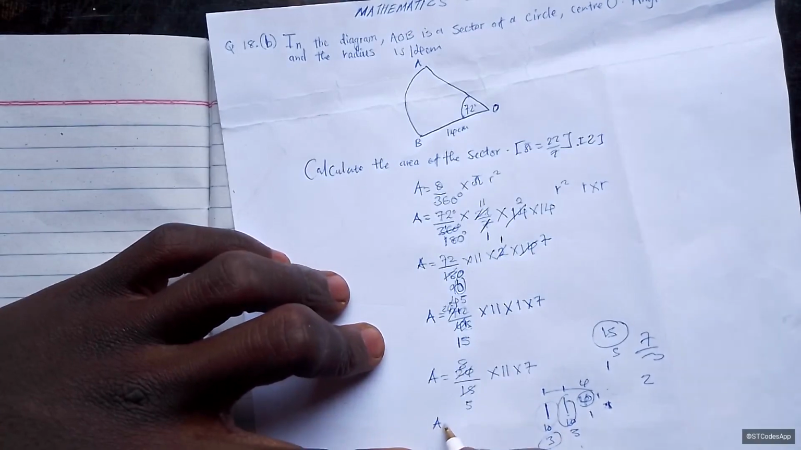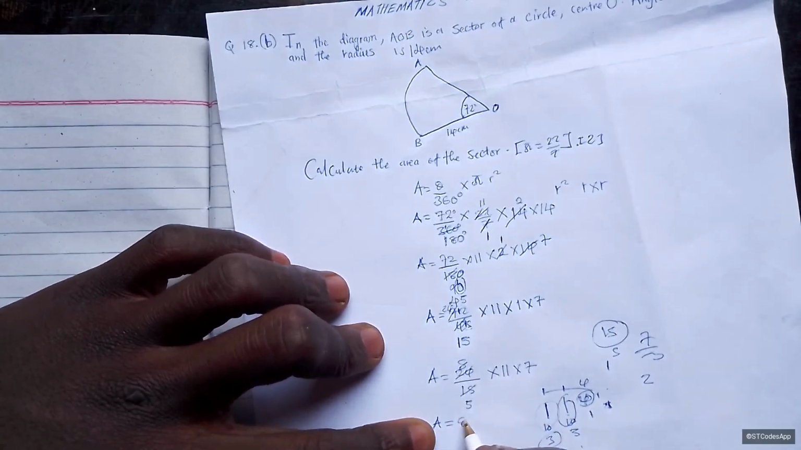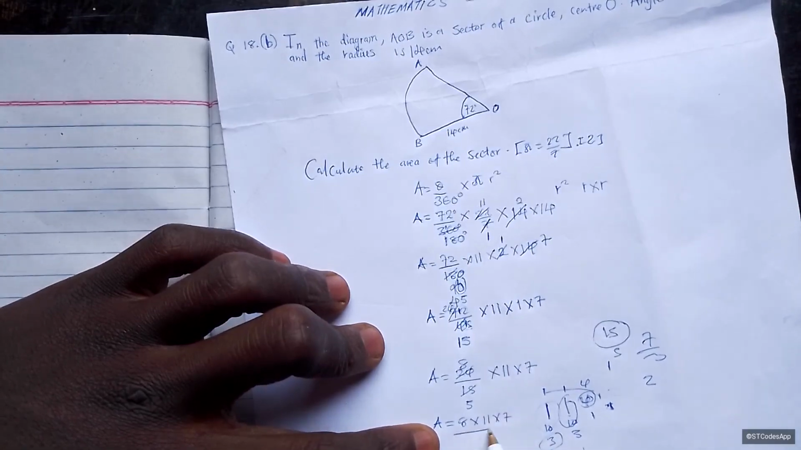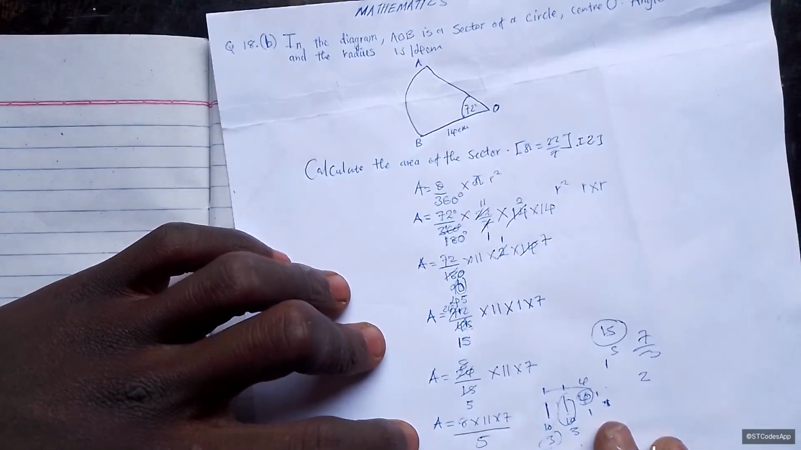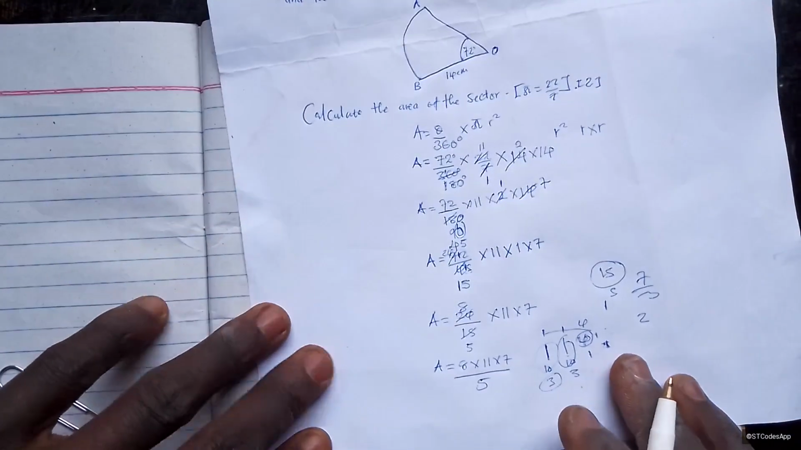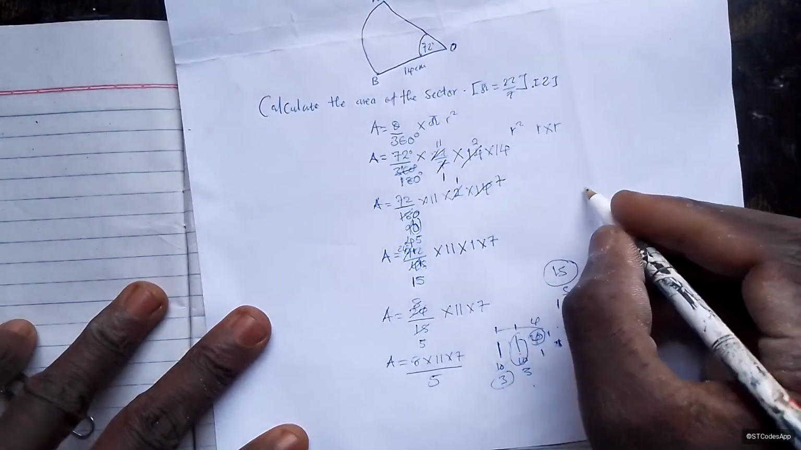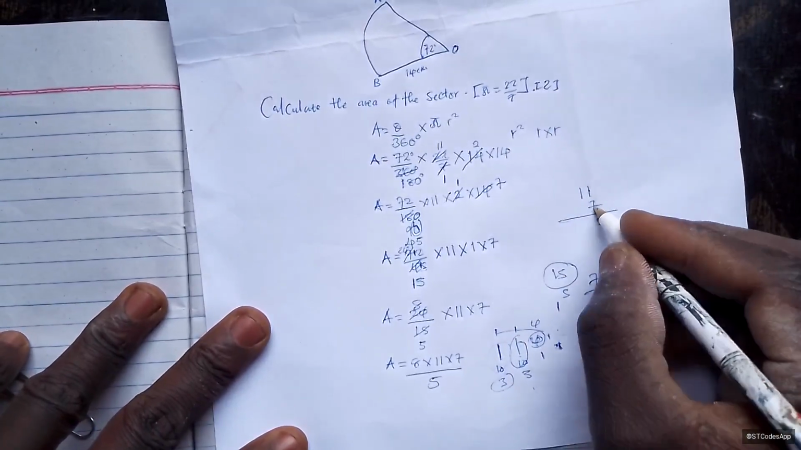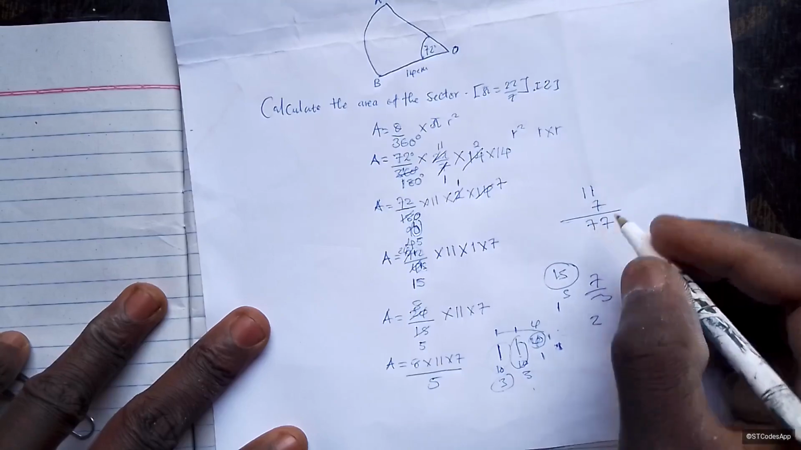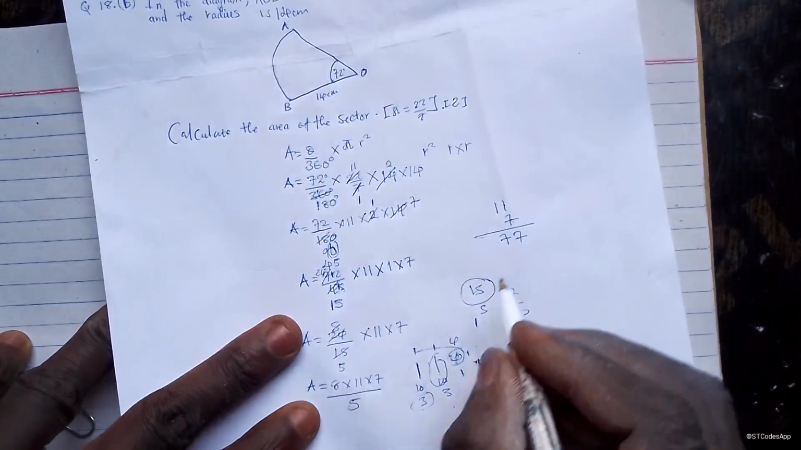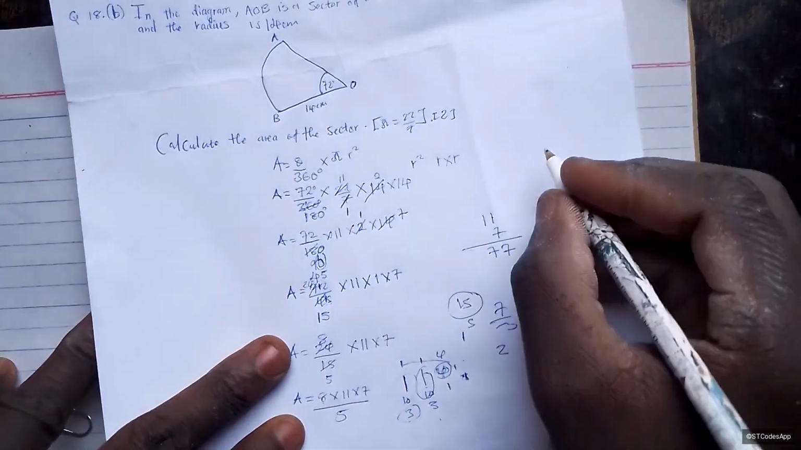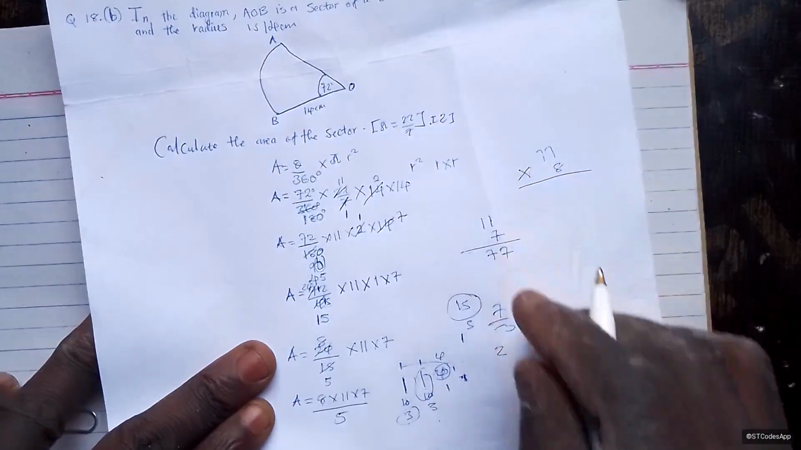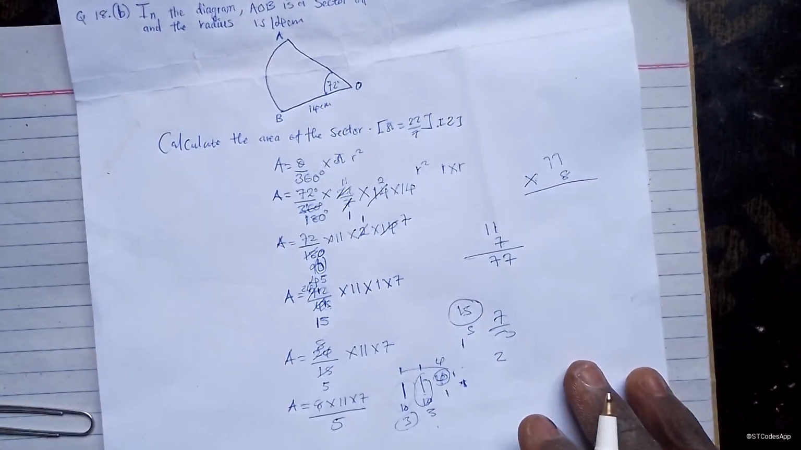So here I'm going to say area is equal to 8 multiplied by 11 multiplied by 7 divided by 5. Here I'm going to say 11 multiplied by 7. This one multiplied by this one, I'm going to get 7. This one multiplied by this one, I'm going to get 7. So 77 multiplied by 8. Remember, in paper 1, you're not required to use a calculator.